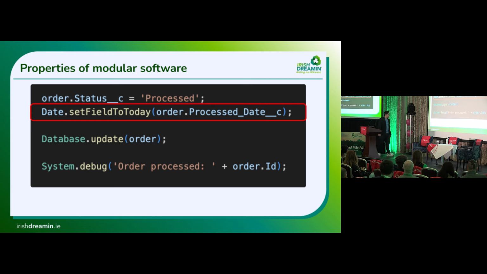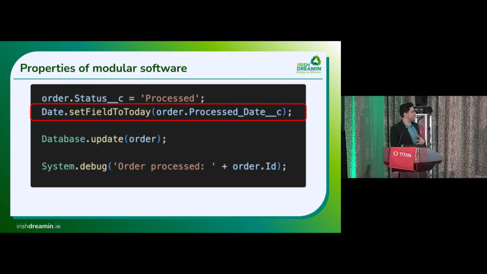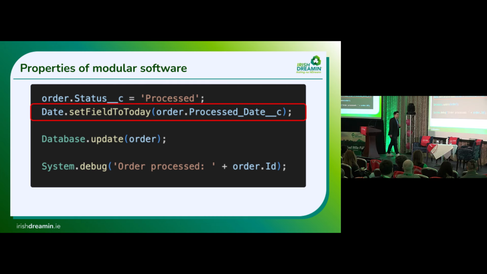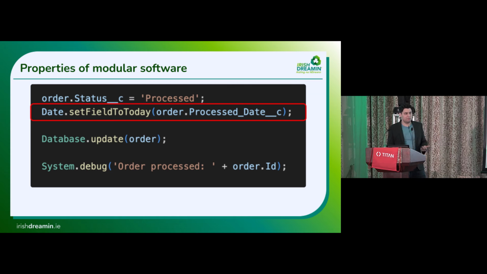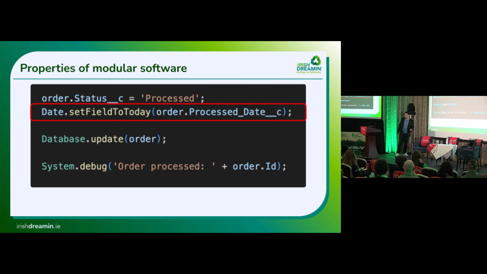What if the date class had a random method called setField to today? Just like the example earlier, I'm sure this feels wrong, right? You look at this and you're like, that's just weird, right? But again, it's not clear why it's weird because it has a good name, right? It belongs to the date class. It makes sense. It's short. It's easy to test. Why does it feel wrong?